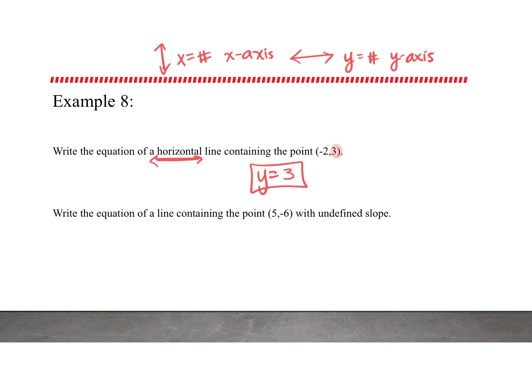So let's look at the second one here. It says, write the equation of a line containing the point 5, -6 with undefined slope. So you would think to yourself, okay, undefined slope, that's when it's that straight up and down, because you can't walk up a wall, example that we had. So if it's straight up and down, that means it's vertical. And verticals always are talking about our x value. And in this ordered pair, our x is 5. So our vertical line is x equals 5.